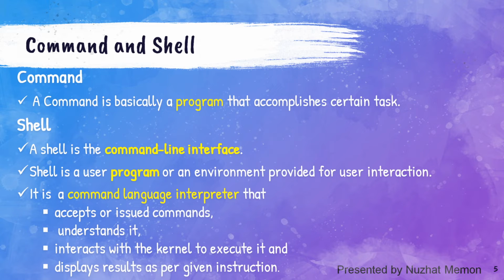For example, when you type the date command into a terminal, that means you are asking the shell to run the date program. The shell will understand and interact with the kernel, that is the core part or heart of the operating system that even manages the hardware and tells the CPU what to do. And finally, it prints the system date to your terminal. I hope this much is clear to you.